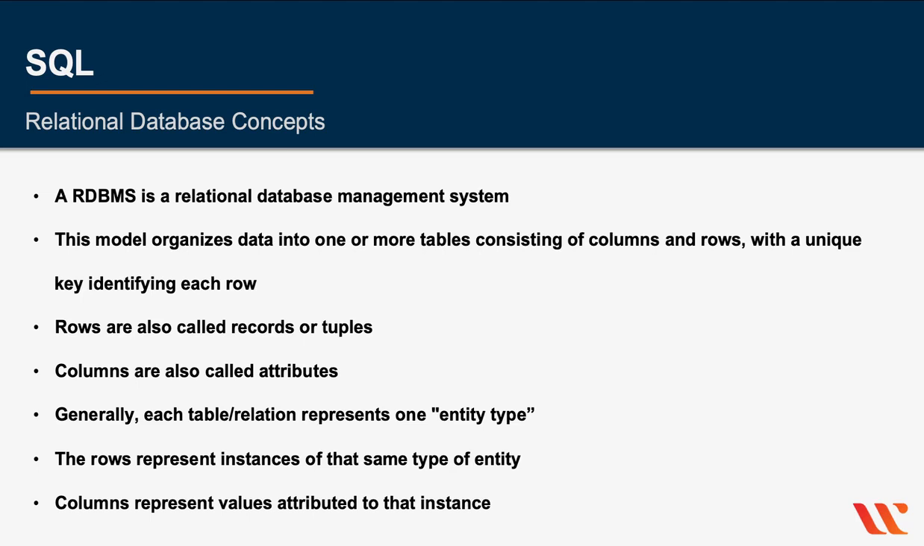Now, an RDBMS is a relational database management system. This model organizes data into one or more tables or relations of columns and rows with a unique key identifying each row. So the rows are called records or tuples, and the columns are called attributes. Generally, each table and relation represents one entity type, like a customer or a product, and the rows represent instances of that same type, and the columns represent values attributed to that instance.